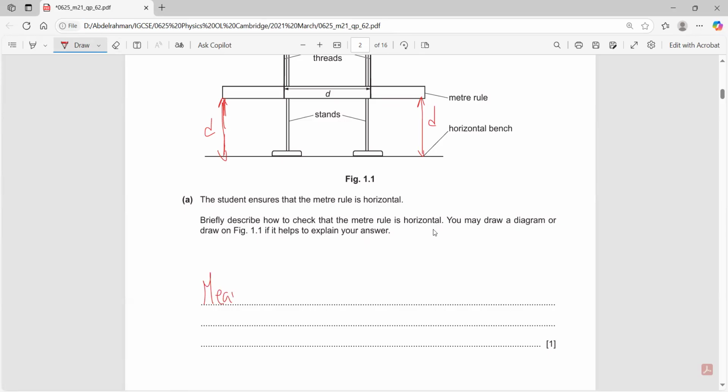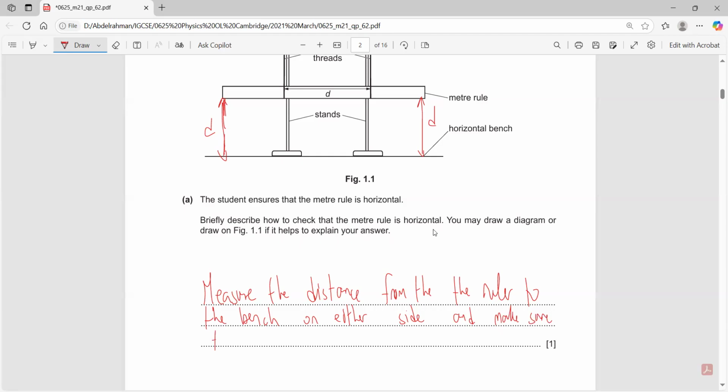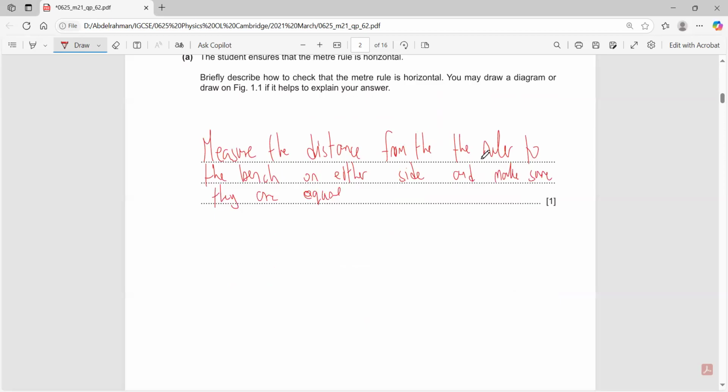So measure the distance from the ruler to the bench on either side, and make sure that they are equal. Again, you can use a set square to also make sure that it is perpendicular. Yes.